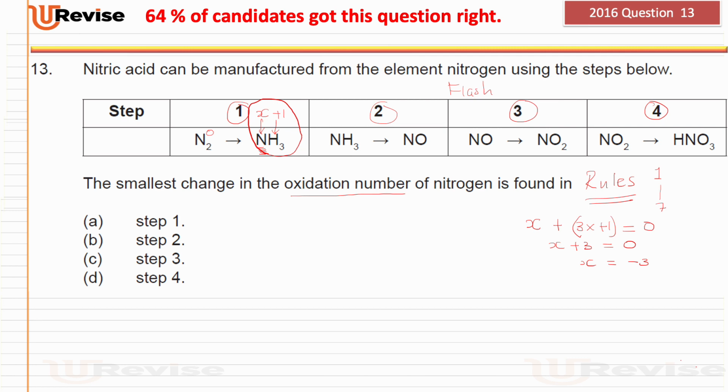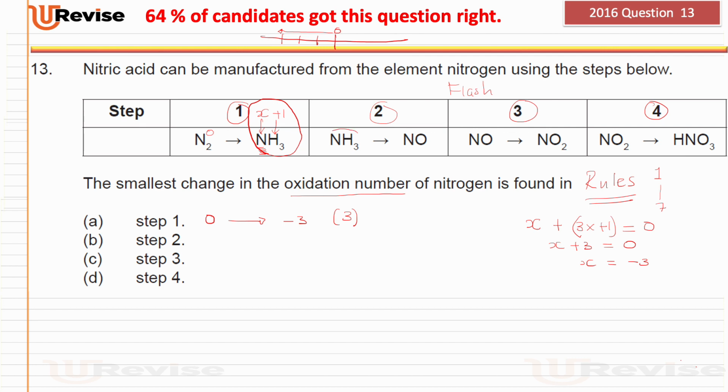So in step 1, nitrogen went from 0 to -3. You could just count down on the number line: if you start from 0 and you go -1, -2, -3, this is a change of 3. So I'll put 3 there. That's the change in oxidation number. It has changed by 3 steps. Now, if we go to step number 2, let's work out step number 2.